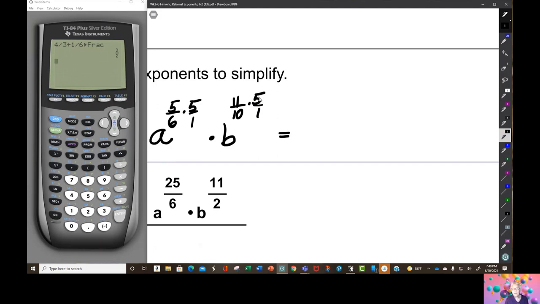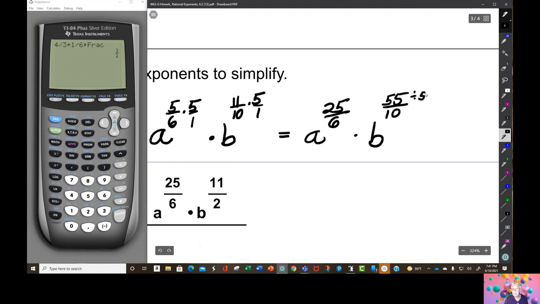Okay, now you can do two things. You can recognize that 5 goes into 10 2 times, or you can multiply 5 times 11 and 1 times 10, and you'll have 55 over 10, and then you'll divide both by 5. Either way, you're going to have to reduce it. A to the 5 times 5 over 6 times 1 will be 25 sixths times B to the 55 over 10.